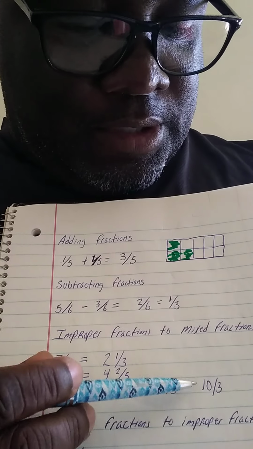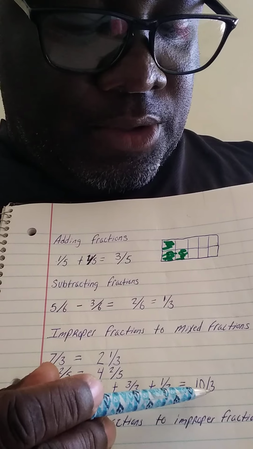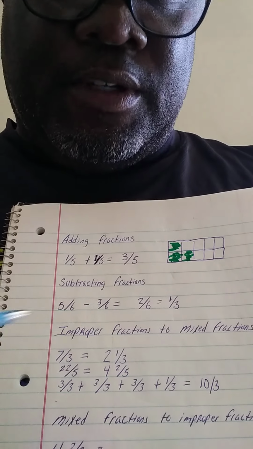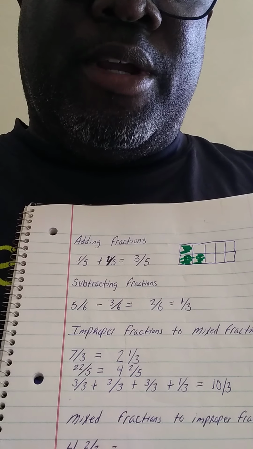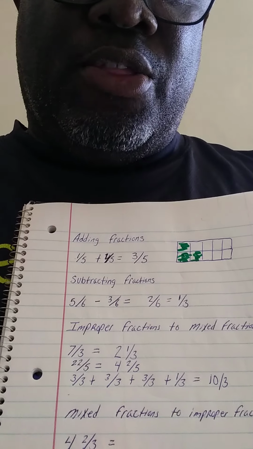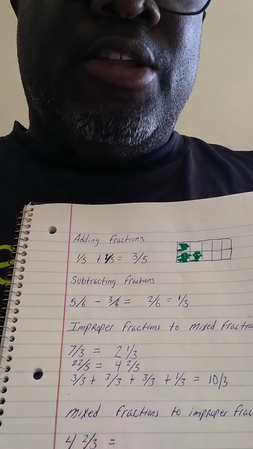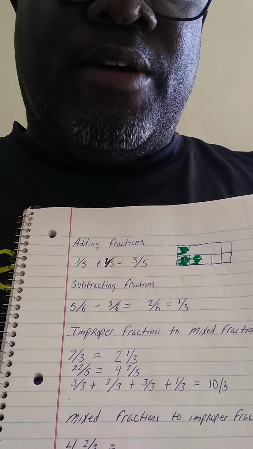So we have 10 thirds. Now we have to see how many times 3 can go into 10 evenly. When you're doing your 3 times tables, you know 3 times 1 is 3, 3 times 2 is 6, 3 times 3 is 9, 3 times 4 is 12.